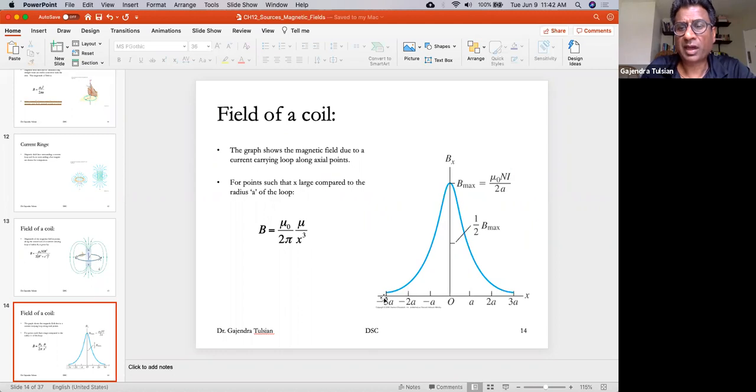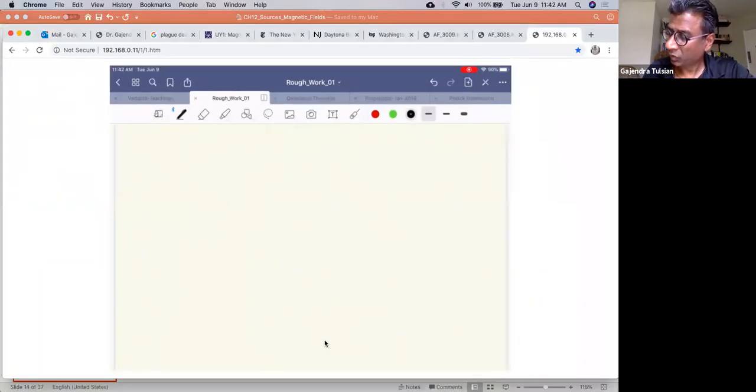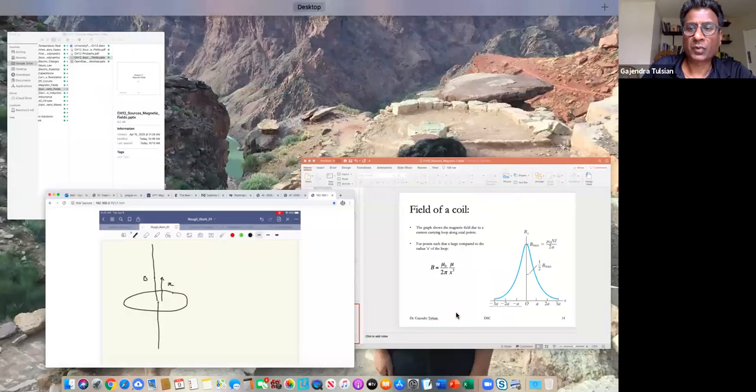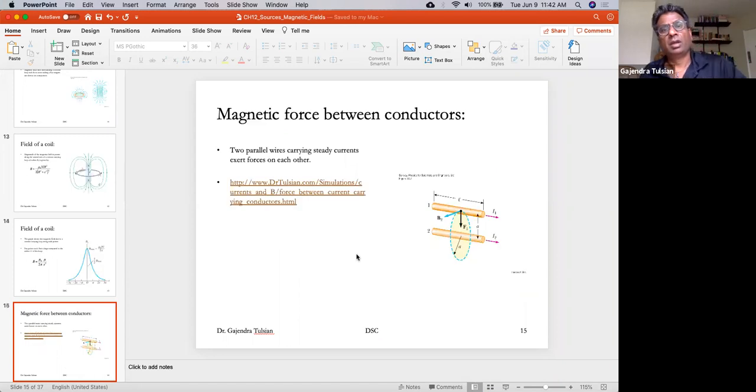So this is showing you a graph of the strength of the magnetic field along axial points, okay? So again, what that graph shows you is the following. So here's the loop, and it's plotting B. Now here they're calling it X, B as a function of X. And at the center of the loop, where X is 0, the magnetic field is strongest, and then it falls off as 1 over X cubed.